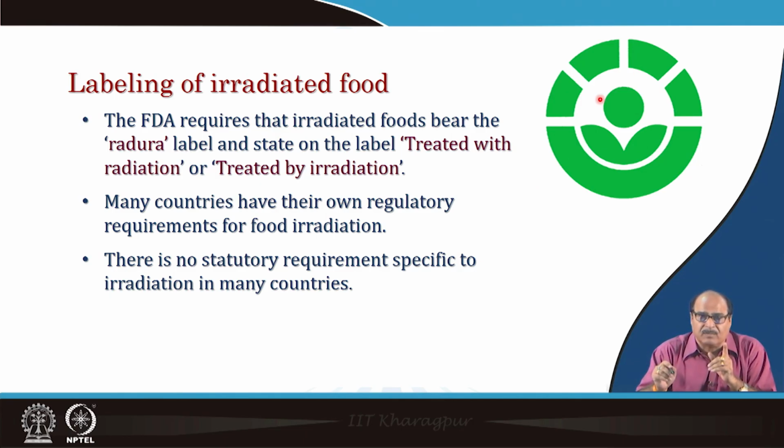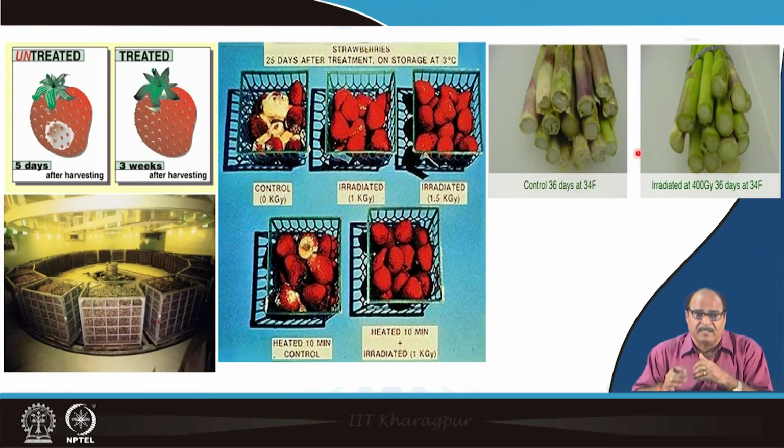Then labeling of the irradiated food as per the FDA, the Radura label is a must, that is, all irradiated foods must bear the Radura label and state on the label that it is treated with radiation or treated by irradiation. Many countries have their own regulatory requirement for food irradiation, and there are also many countries which do not have any specific requirement for irradiation, and even a few European countries have not yet permitted irradiation.